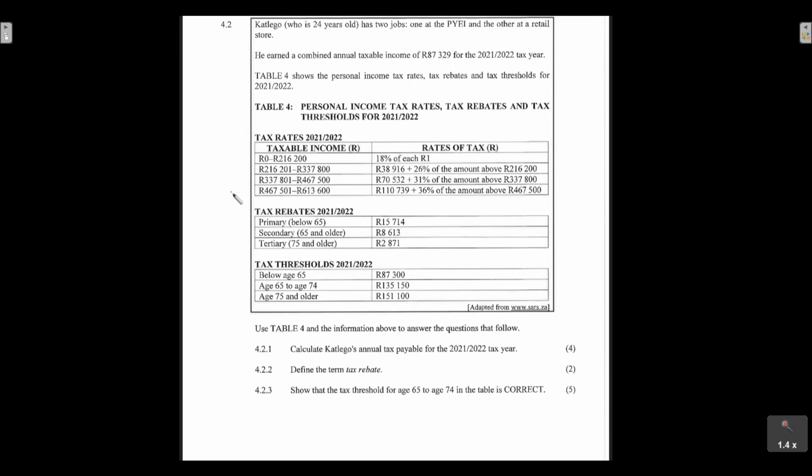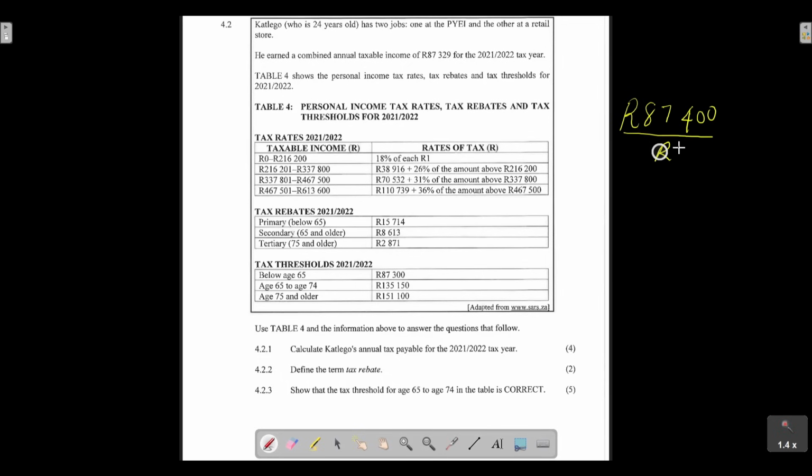So what are the tax rates? If you earn between 0 and 216,200, you need to pay 18% of each R1. In other words, let's say for example you earn 87,400. How many R1s do we have in 87,400? If you just take 87,400 and divide it by R1, you'll find that you have 87,400 R1s in 87,400 rands. I hope I didn't lose anyone there.